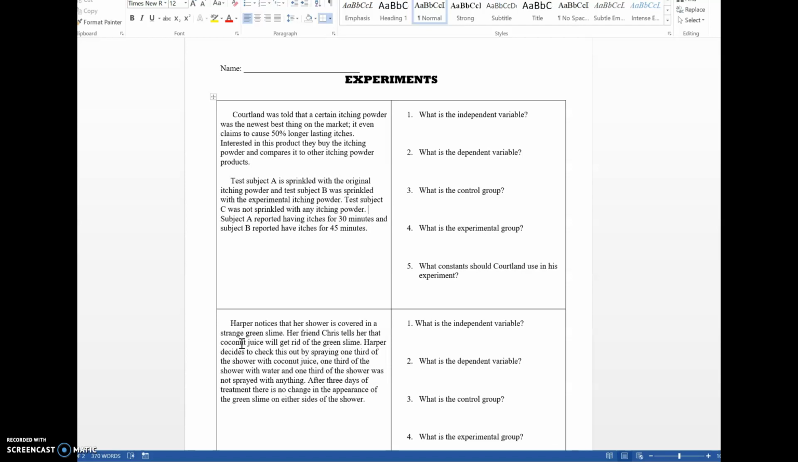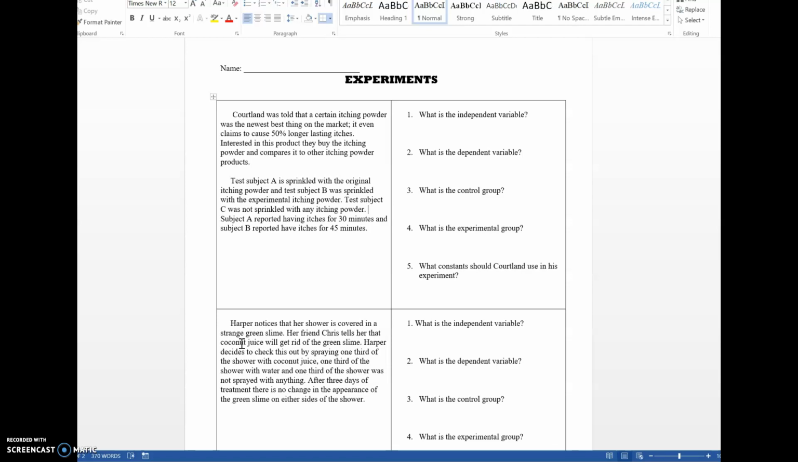And that actually leads us into what our dependent variable is. Our dependent variable is what we can measure, the measurable, the quantitative assessment. So we need to look at that. What do you intend to measure? Well, we intend to measure the time that the itching powder lasts for. Right? So our dependent variable is the time the itching powder lasts.